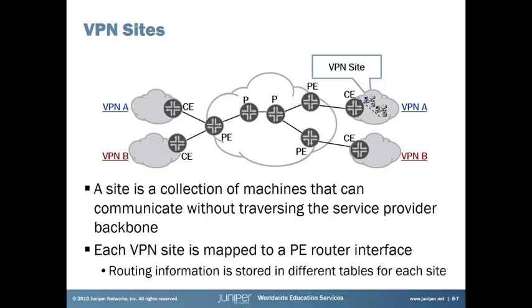So each VPN site is mapped to a PE router interface. That's an important point. On the PE router, there is a dedicated interface for every customer site. So over here on the left-hand side, we've got a PE router with 2 customer sites, and they have a dedicated interface for each of those customer sites.